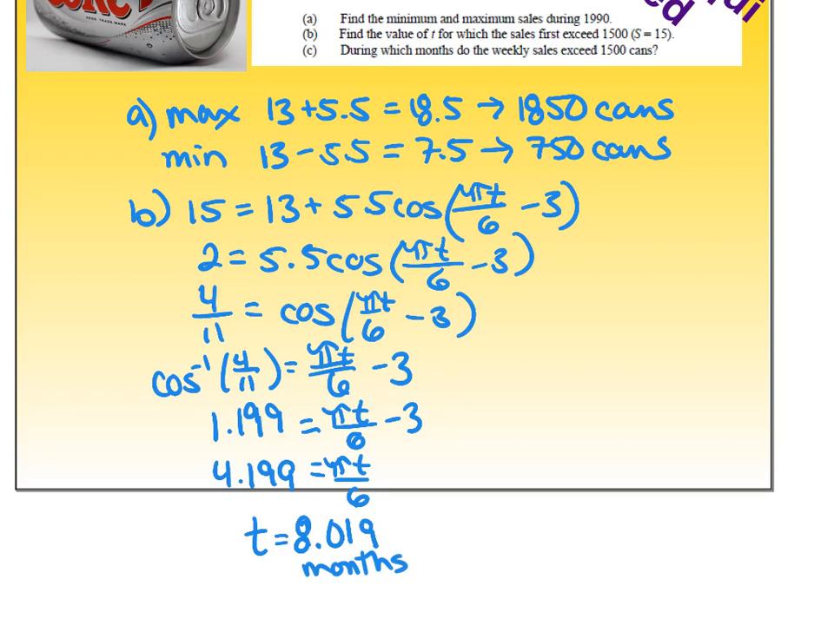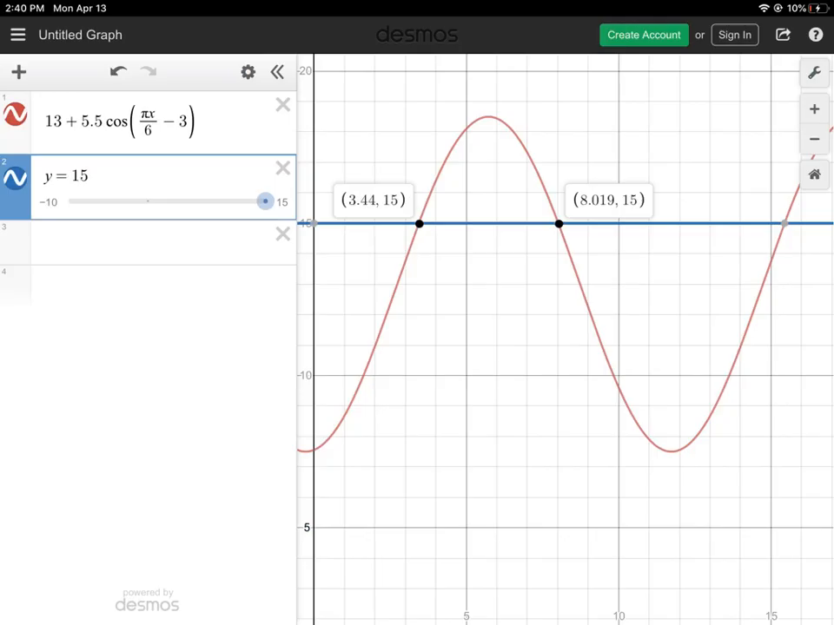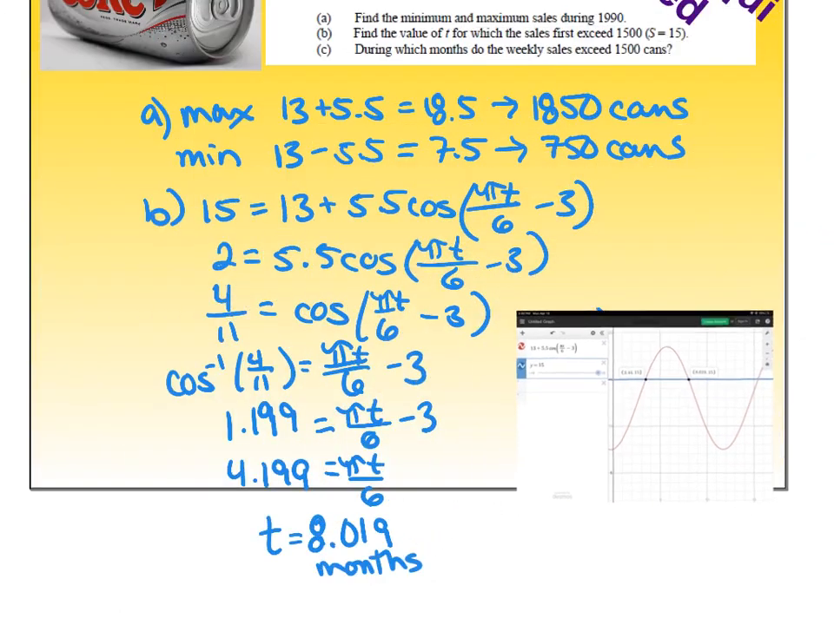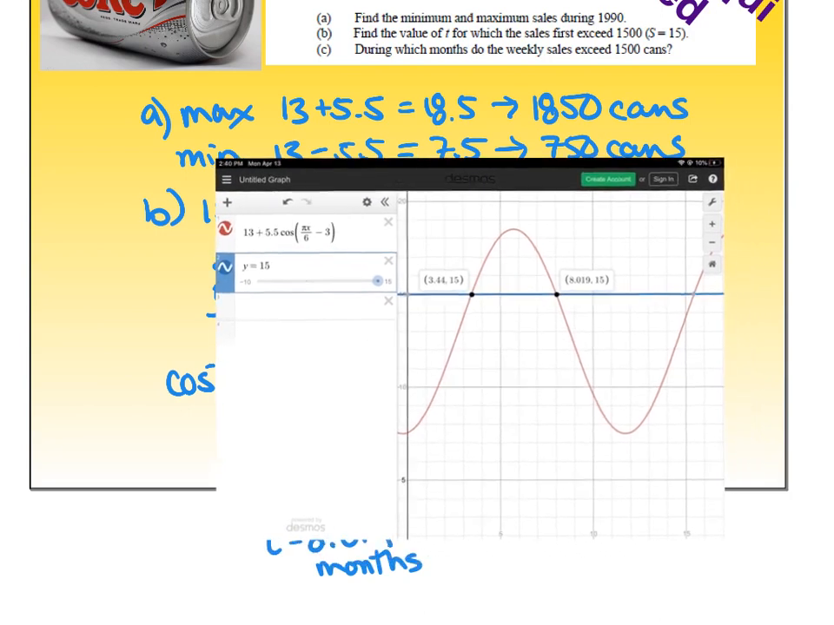The last question says, during which months do the weekly sales exceed 1,500 cans? Okay, so that means that I am going to use a graphing calculator for this. I'm looking to see where my function is above 1,500. So I went ahead and graphed this in Desmos and then took a picture of it. I'm going to see if I can upload it right now. There's a picture of it.